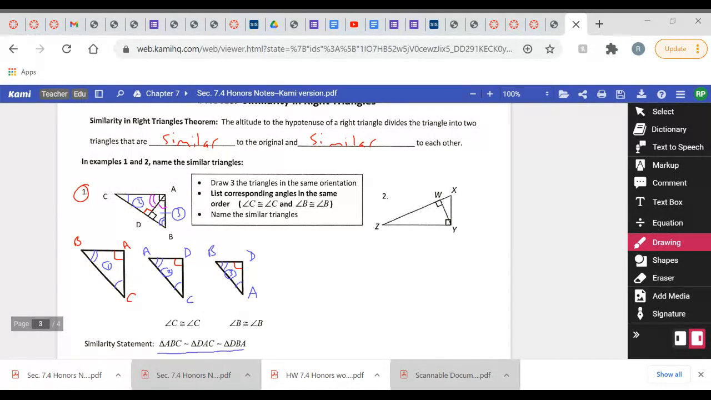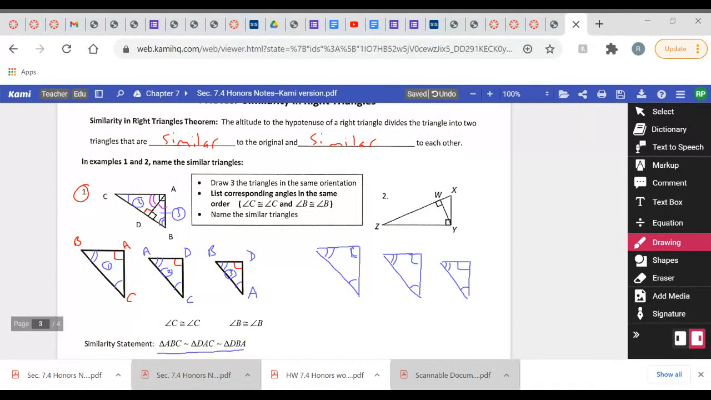So I'm automatically going to just draw a big one, a medium-sized one, and then a smaller one. Okay, I know they're all going to be right triangles, so I'm going to go ahead and get my right angles in here. Okay, and I know they're all going to end up with a 90, 2 mark, 1 mark. I'll worry about getting the letters on there in just a minute.